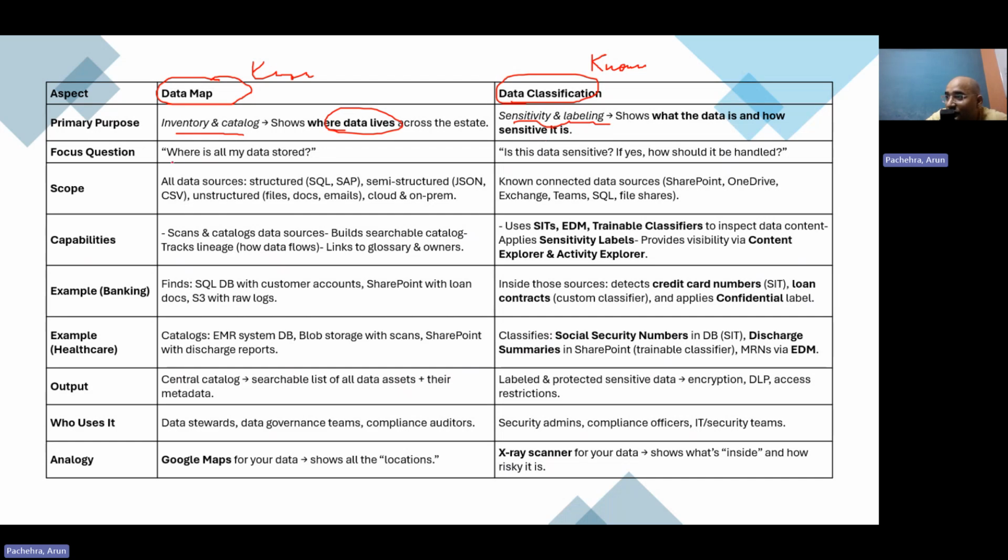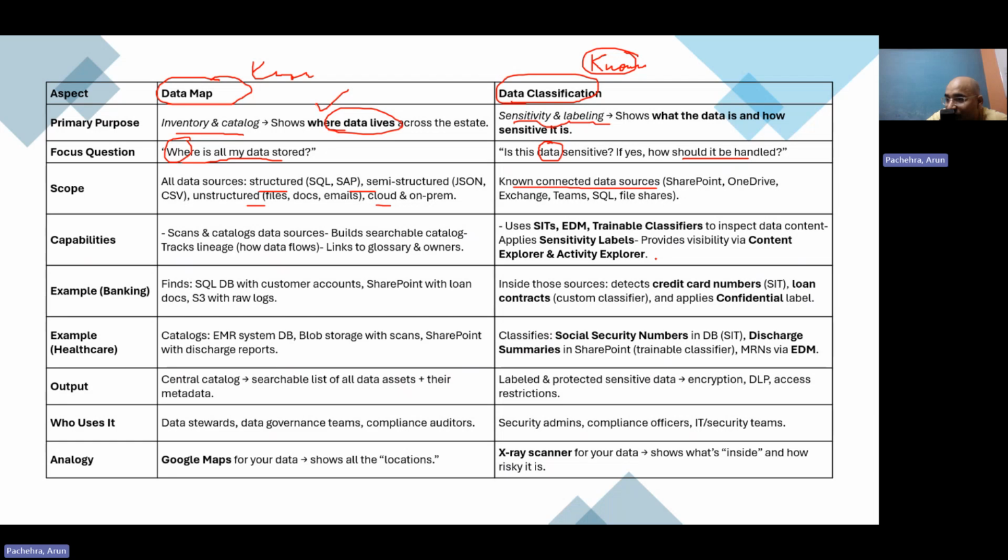Now the focus question here is, where is all my data stored? But here the question is, what the data is and how sensitive it is, and how should it be handled? The scope of data map is all data sources, structured, semi-structured, unstructured, everything. Here it is the known connected data sources only, because here we are going to find out where the data is. Here, whatever data is known, we are going to apply the data classification. The capabilities: scans and catalogs data sources, builds a searchable catalog, tracks lineage, all those things that we talked about in the previous video.